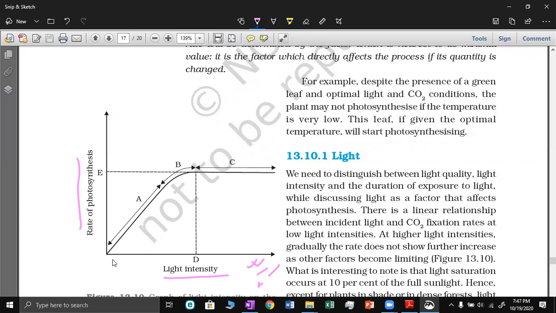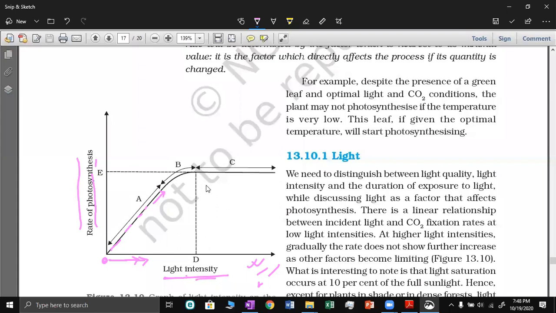So with the rise in the light intensity, say here the light intensity is minimum, but if we increase the light intensity, then what we can see, this side is the rate of photosynthesis. If we increase the light intensity, the rate of photosynthesis also is increasing. So the graph is increasing in a linear way.